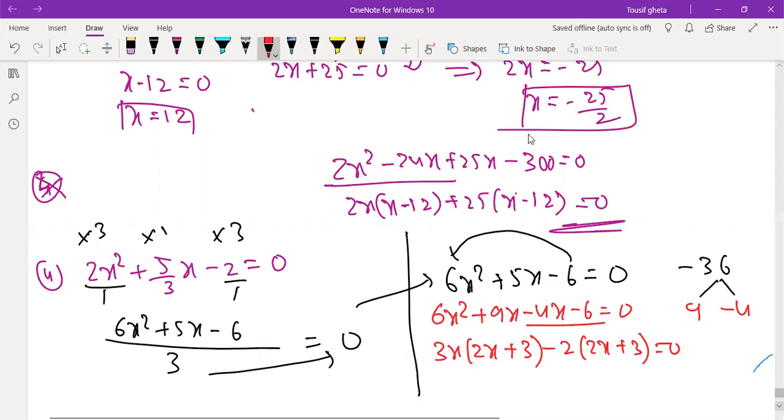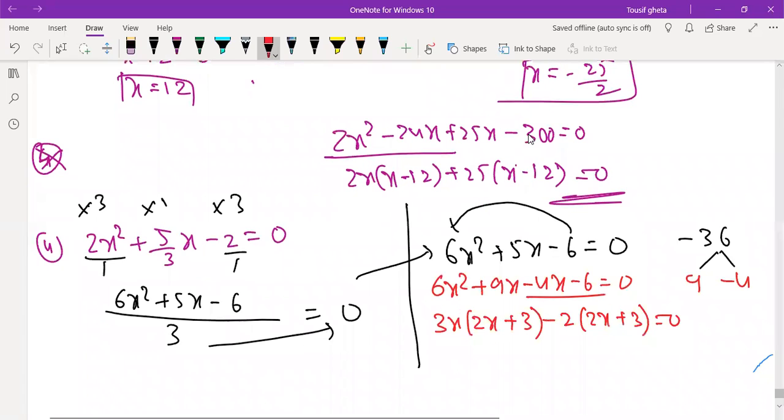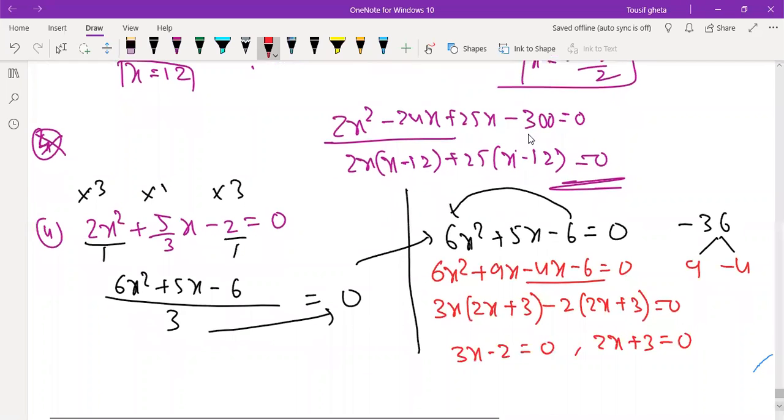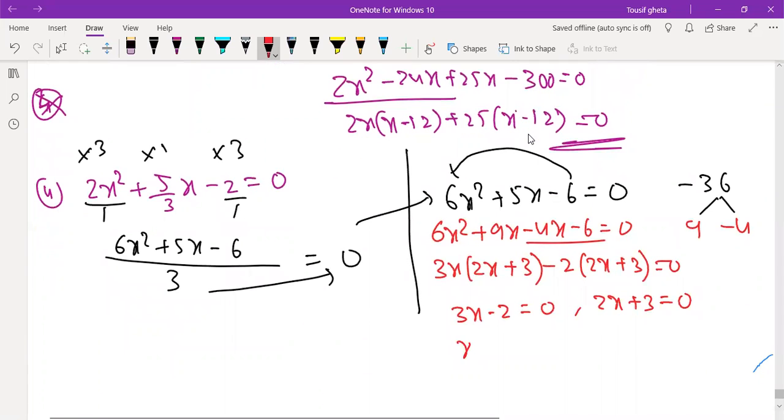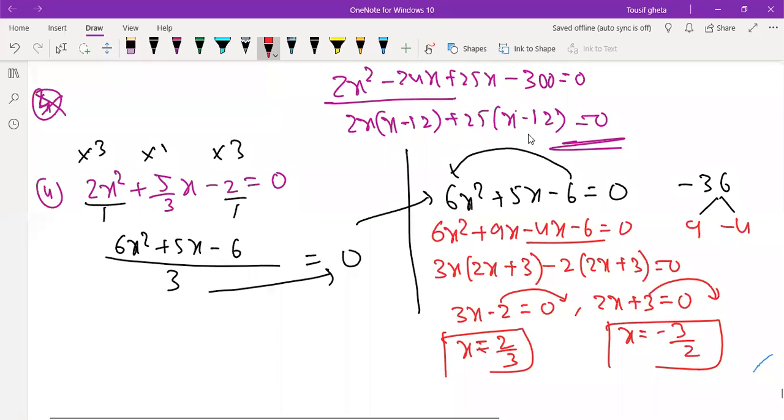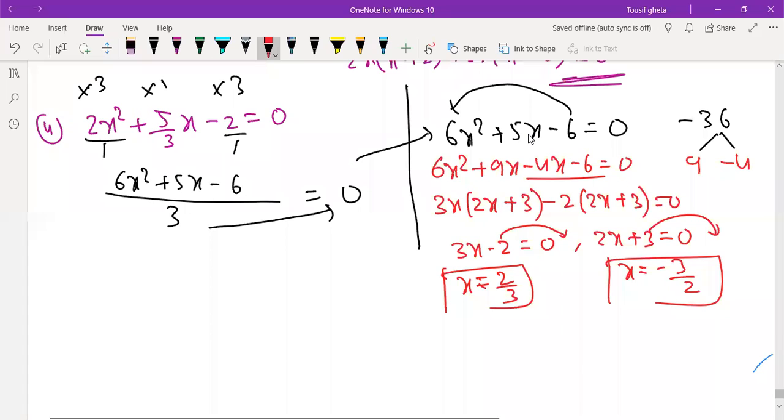So finally the answer is 3x minus 2 equals to 0. Another answer is 2x plus 3 equals to 0. The answer will be x is equal to 2 by 3. Okay, direct answer, this 2 will come here, you know. And here x is equal to minus 3 by 2. So that's it. So simple it was.